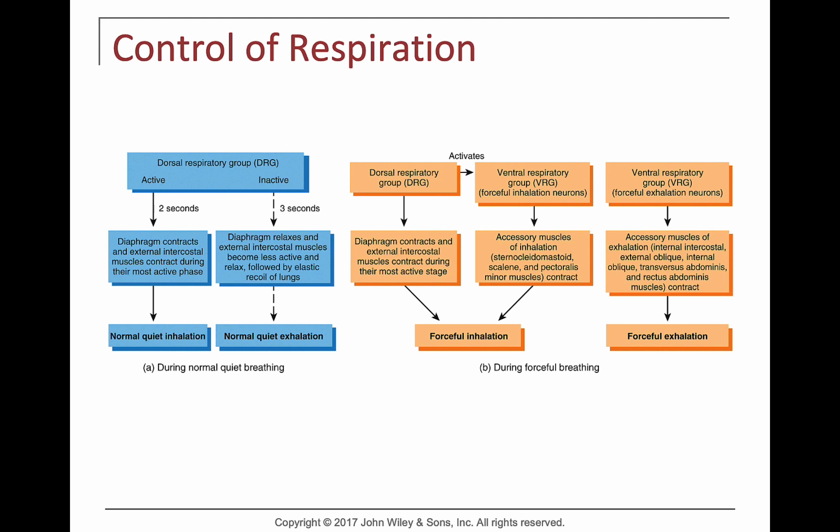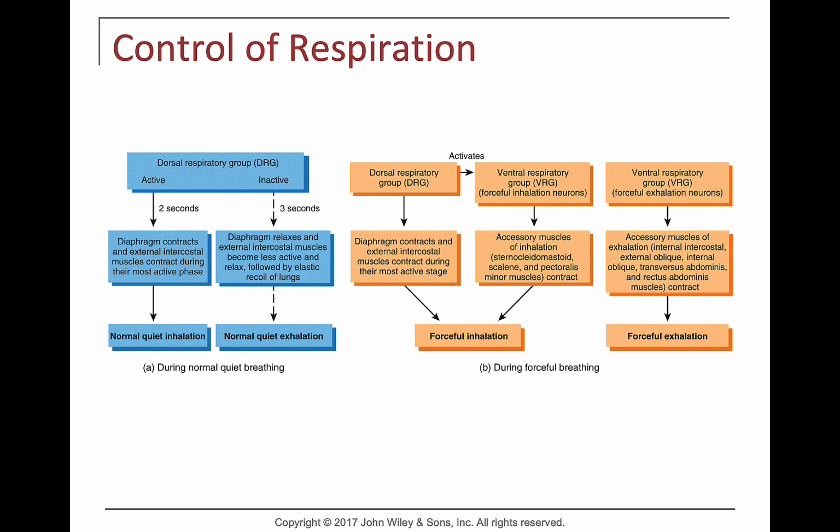If it is inactive for 3 seconds, that means that we just relax the external intercostals and diaphragm. It is a passive process, and because of surface tension of alveoli and the elastic tissue of the lungs, they go to their original position. So when we're normally breathing, the DRG is active. Now we can alter the rhythm of breathing.